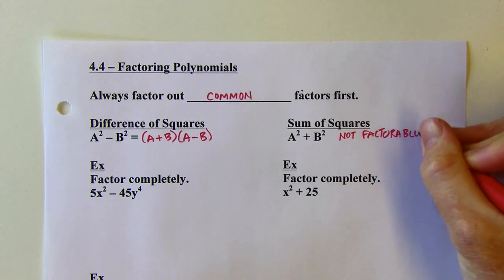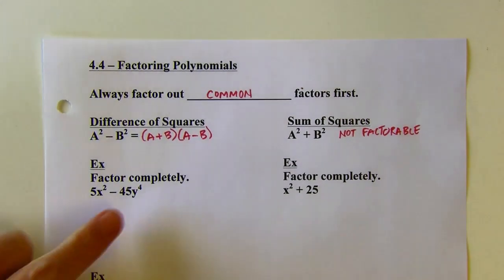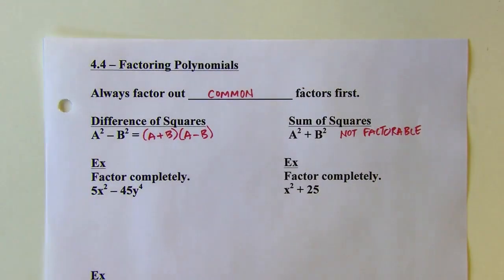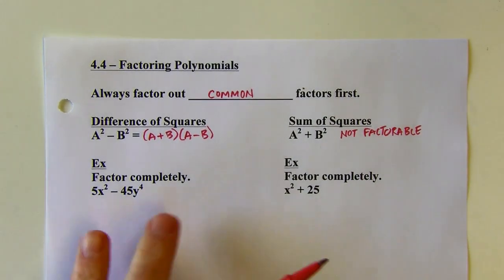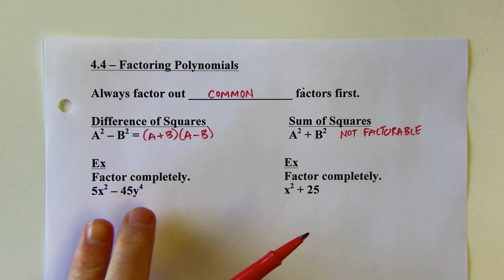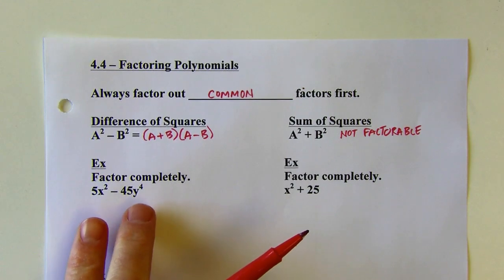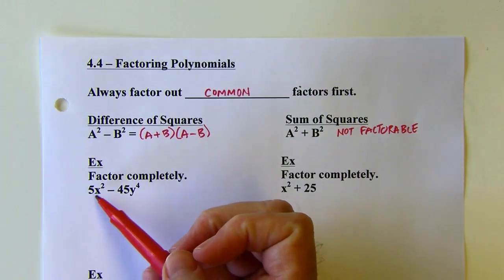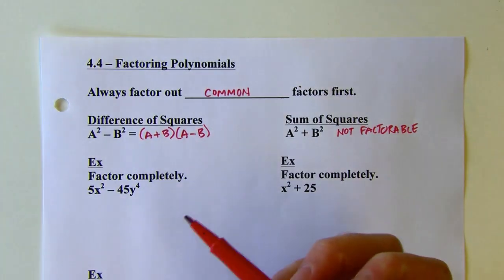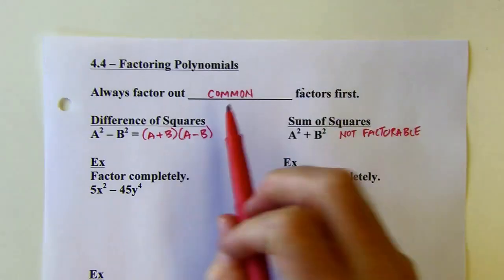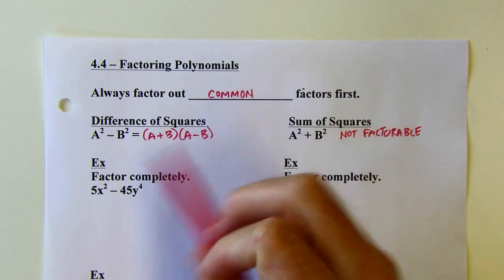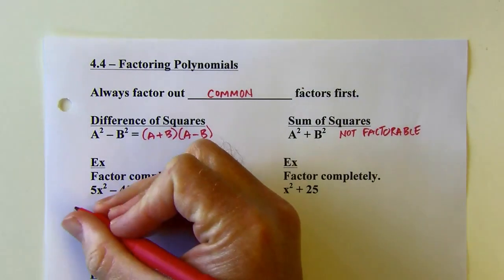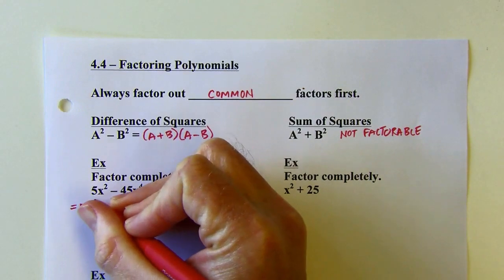All right, so looking at this one, the first thing I would think is, oh, I've got two terms and I'm factoring this polynomial, so maybe it's a difference of squares. But then I'm thinking, nothing times itself equals 5, at least not an integer. But I haven't factored out a common factor first, right? 5 goes into both of these, so I'm going to factor out a 5 first.